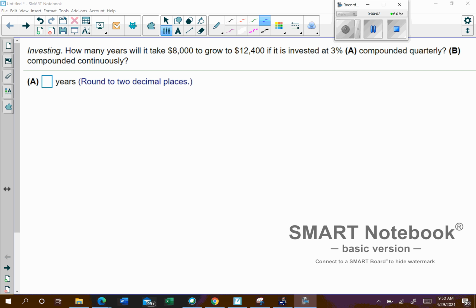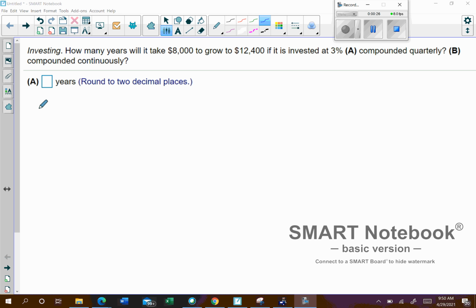Okay, I was just going to work out number 29 from the homework from beginning to end. And on the calculator part, we'll definitely look at that a little bit closer. So, how many years will it take 8,000 to grow to 12,400 if it is invested at 3%? Looking at compounded quarterly, that'll be part A.